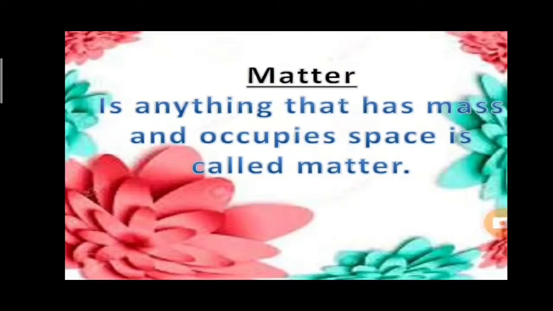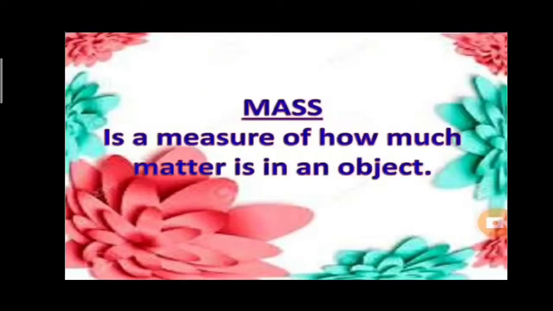Now, to understand classification, we need to know what is matter. So, matter is anything that has mass and occupies space. So, now the question is, what is mass and what is the space occupied by an object?